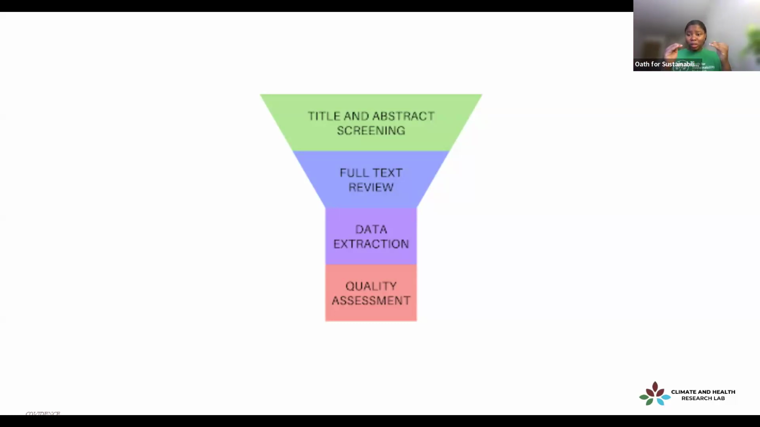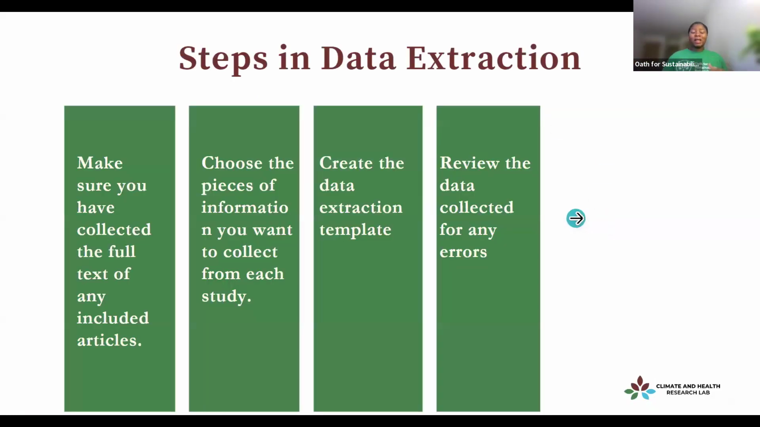But before you can get to the point of extracting data, you need to do your abstract screening, and you must have done your full text review. So what are the steps in data extraction? The first one is to make sure you have collected the full text of any included articles, just like I said earlier. Whatever paper you have in your inclusion criteria, create a folder and download everything. If there are some papers that you do not have access to, let us know. We'll find a way of helping you with that.